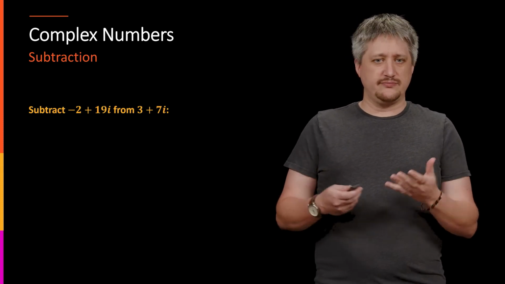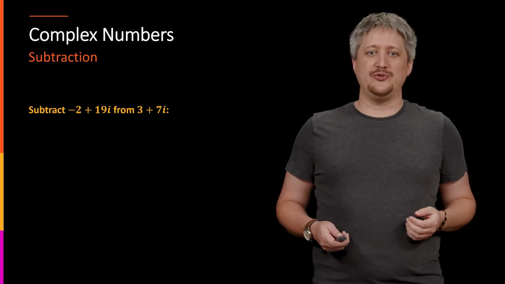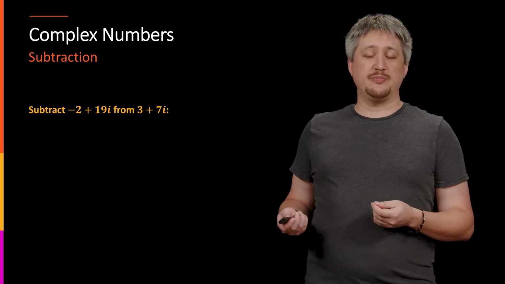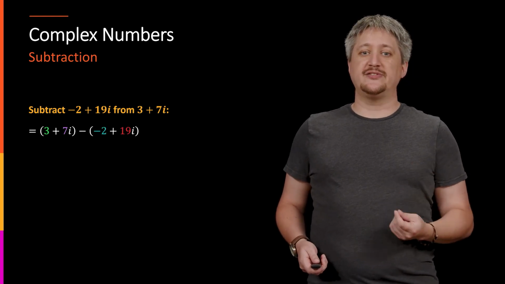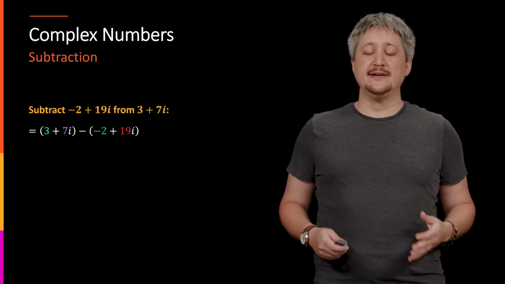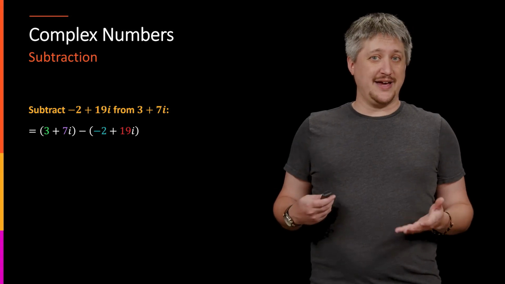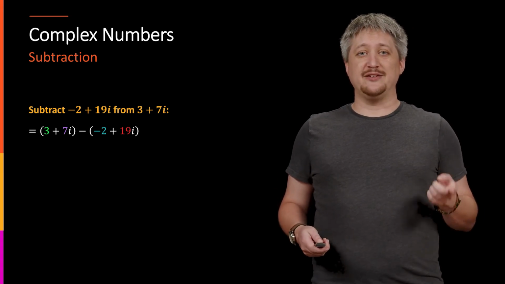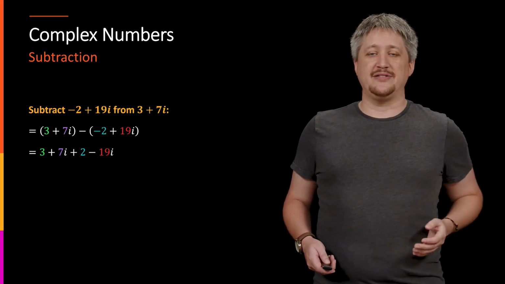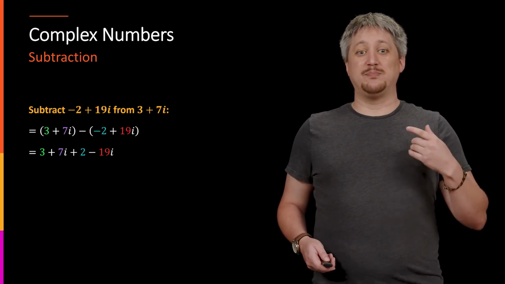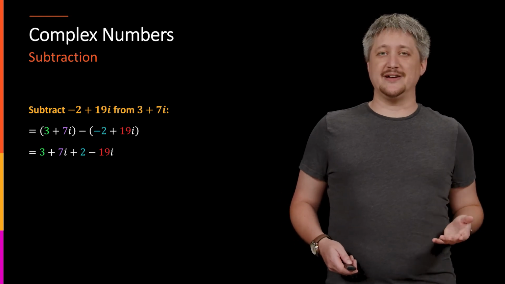So again, if we subtract -2 plus 19i from 3 plus 7i, I have the 3 plus 7i at the start, minus the -2 plus 19i. But then I have to distribute that negative, so I have to do negative times -2, negative times positive 19i. That gets me this: 3 plus 7i plus 2 now minus 19i.